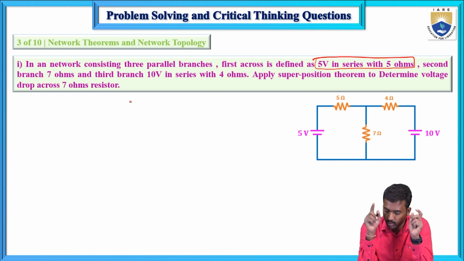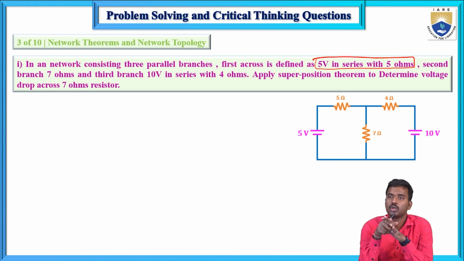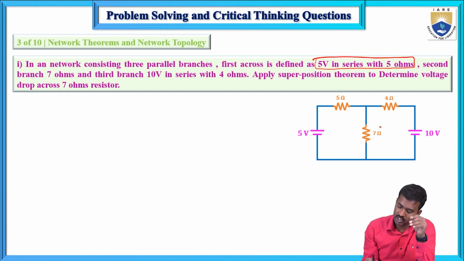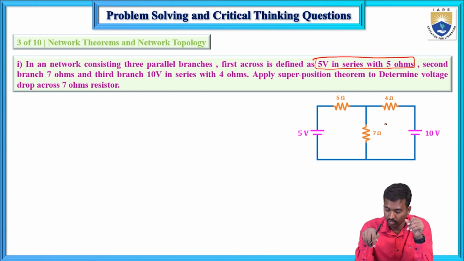Here we can apply the superposition theorem. There is a limitation: to apply the superposition theorem, there must be at least 2 sources. For a single source, we cannot apply the superposition theorem. Here we have 2 sources, so we can easily apply it. And we need the voltage drop across this 7 ohm resistor. First determine the current flowing through the 7 ohm resistor, and after that multiply it by 7 ohms.